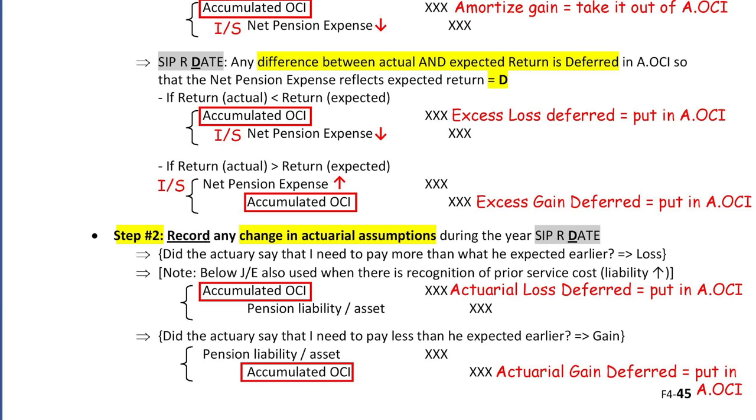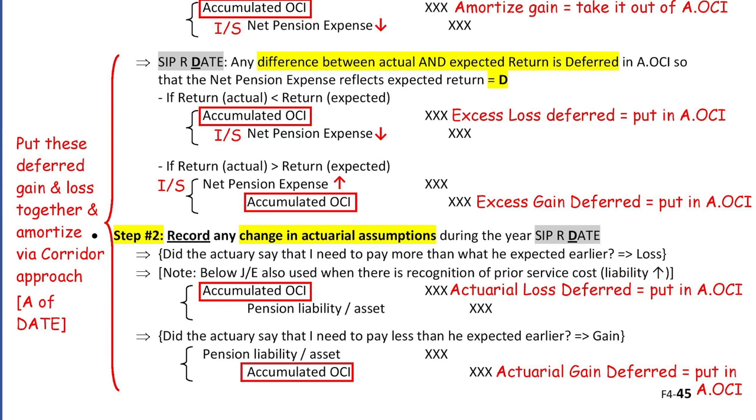Now, looking at the picture that we formed here, we've said that the D of the date, that's deferral. That's a deferral because of the difference between actual and expected returns. Step number 2, that's deferral because the actuary changed his assumptions. So all these deferrals we are putting in accumulated OCI, and then we are amortizing the excess deferred gain or loss using the corridor approach. So put a bracket, a long one, from the D of date to step 2, and right there put these deferred gain and loss together and amortize via corridor approach. That's the A of your date. So you're putting all these deferrals together and amortizing using the corridor approach, having deferral from the D of the date and from step 2.